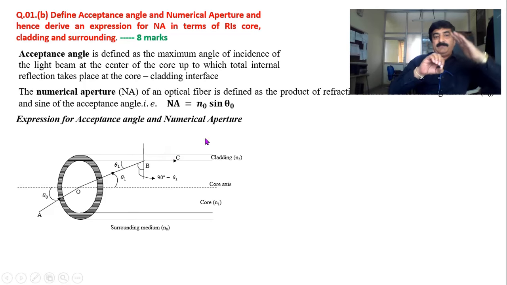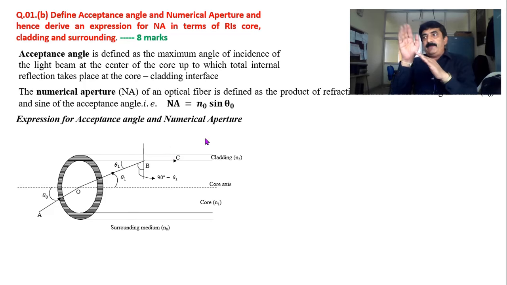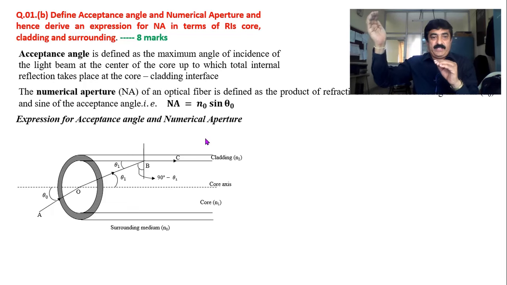So first it is bending towards the normal and then it is bending away from the normal, because the ray is traveling from denser to rarer. If the angle of incidence is equal to the critical angle, then the refracted ray will graze the surface. Now we have to apply Snell's law at 2 points, one at O, another at B.